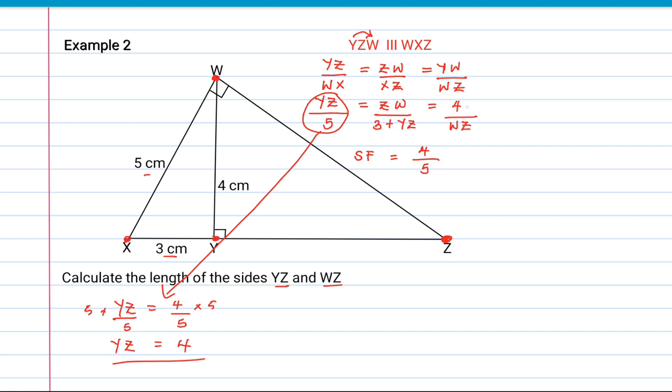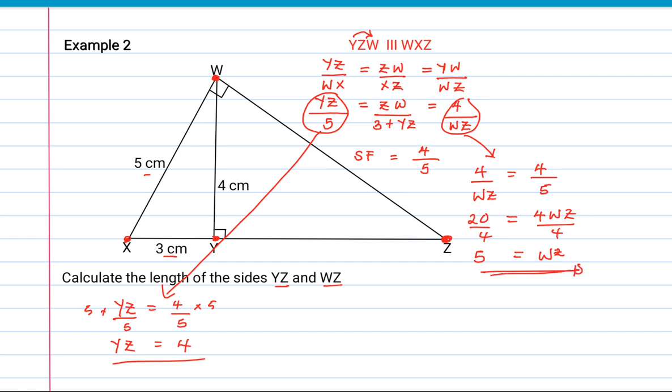Simple. Then the second one, we want to find WZ. For WZ, we're going to be using this one. So we say 4/WZ will be equal to 4/5 here. And then multiply WZ on both sides. That gives us 4WZ will be equal to 20. Then we divide on both sides by 4, and that will give us WZ being equal to 5. So this is what we do for this one.